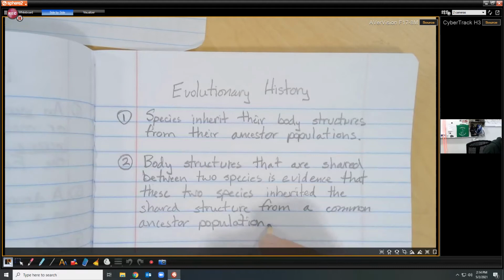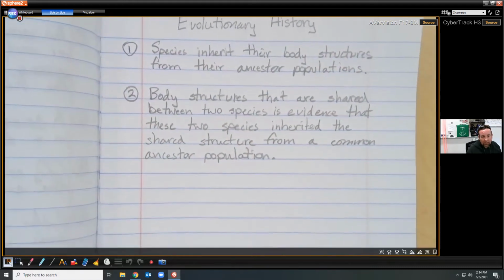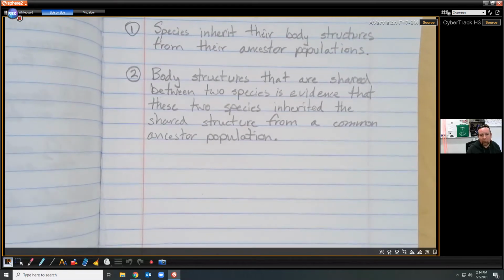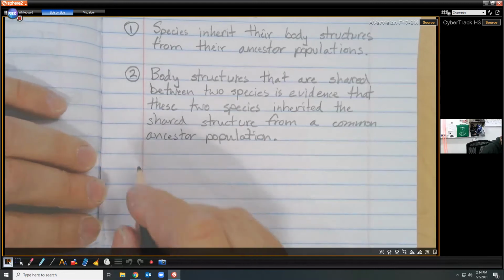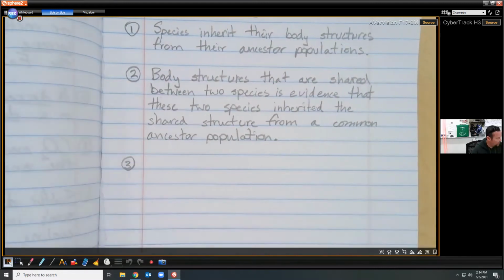And as usual, friends, as we're going through, pause the video. If I'm going too fast for you, pause the video at any point. We are going to move on to our third concept that we're going to make note of for our notes. And that one is, when populations are separated into different environments, natural selection causes those populations to become descendant species with different body structures. And again, it's that environmental pressure.